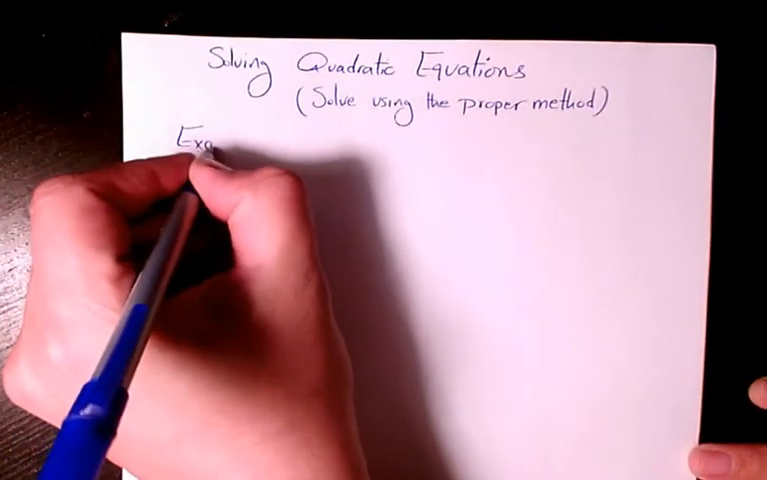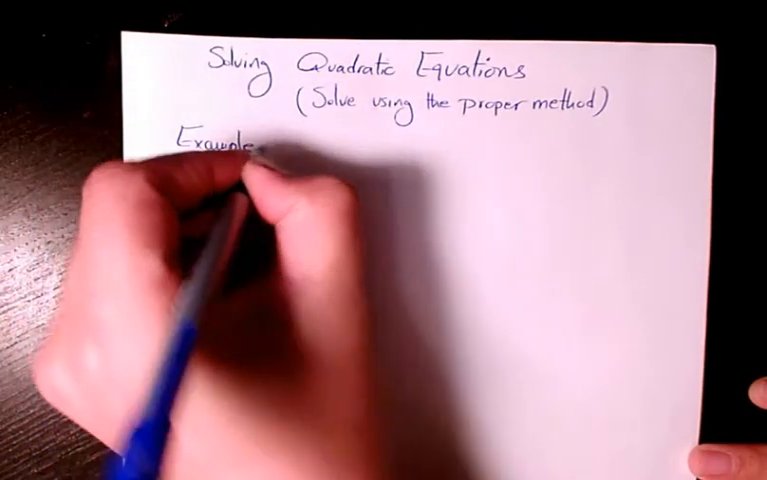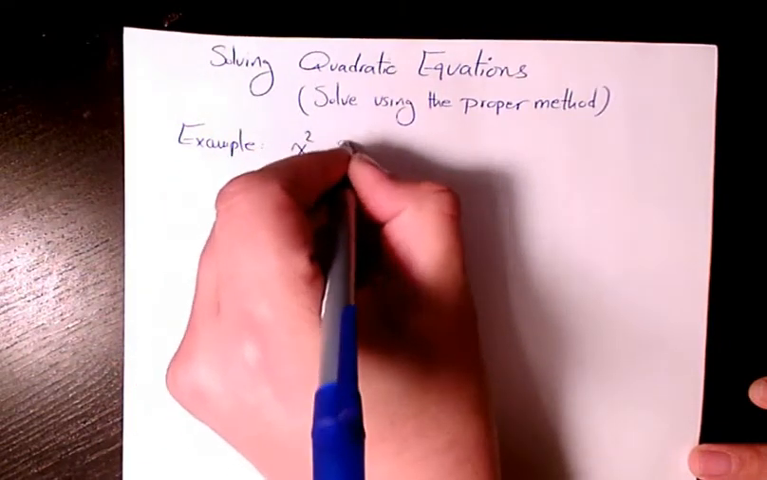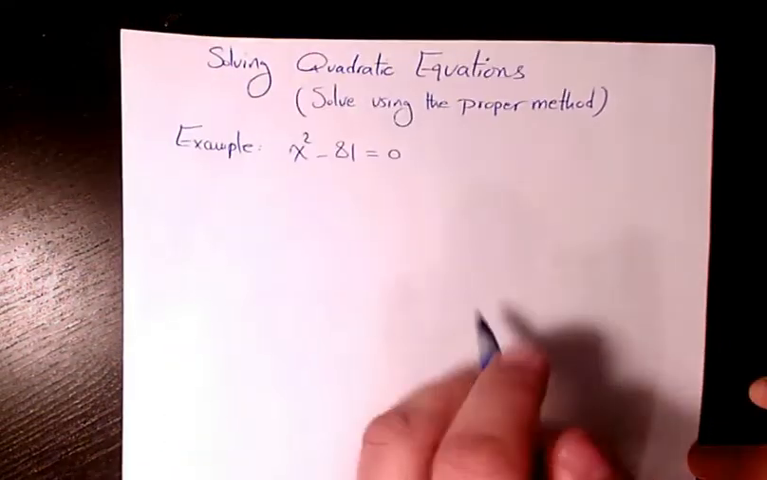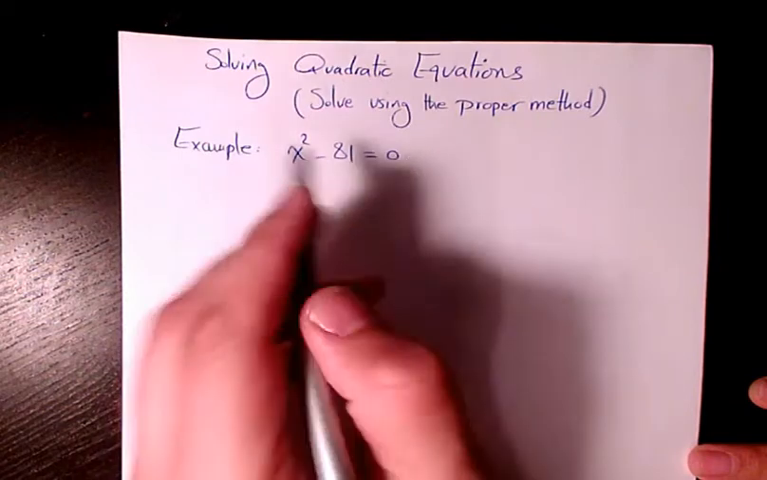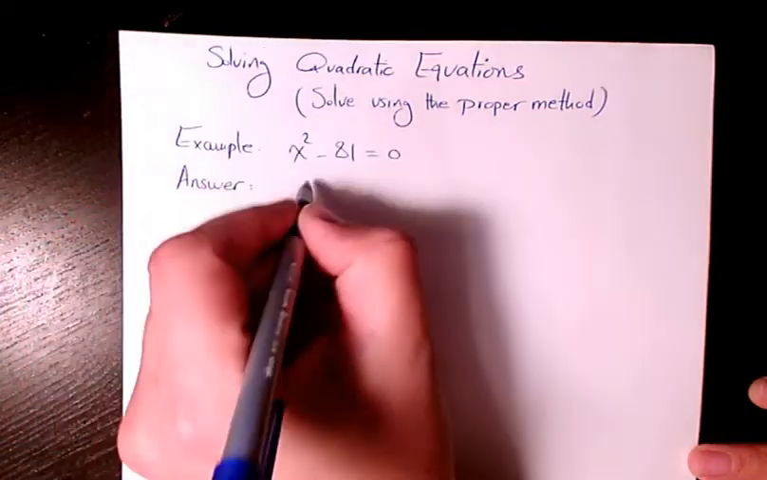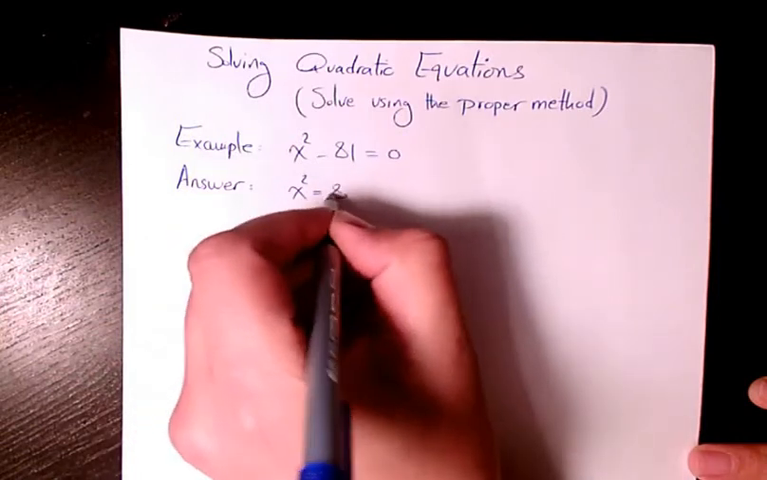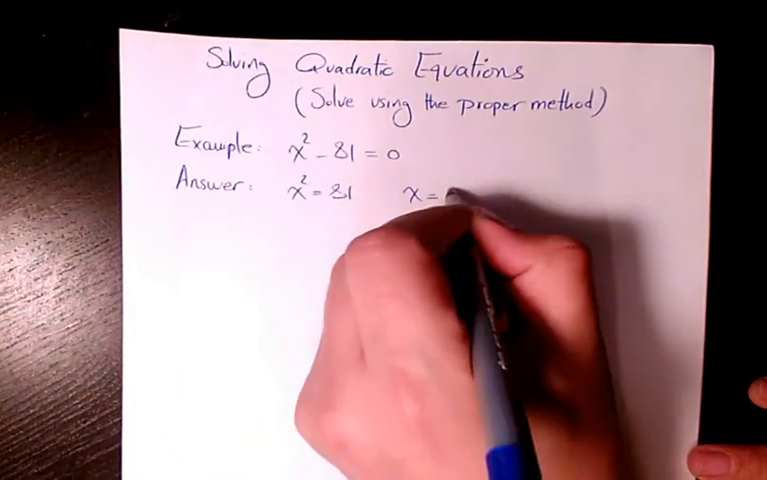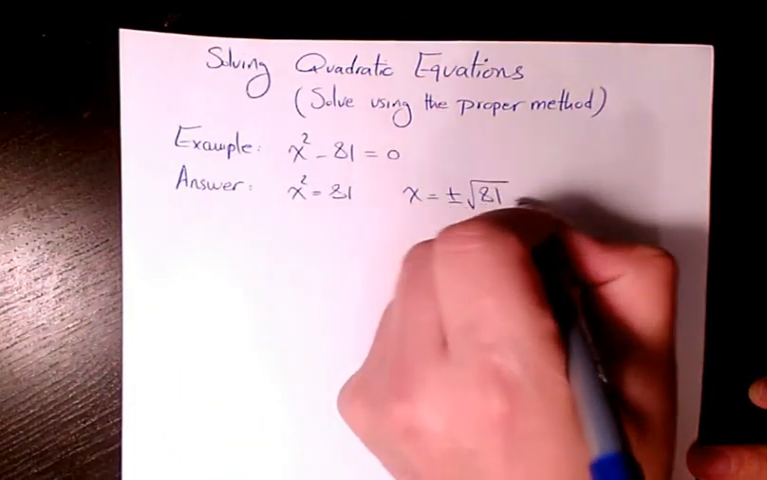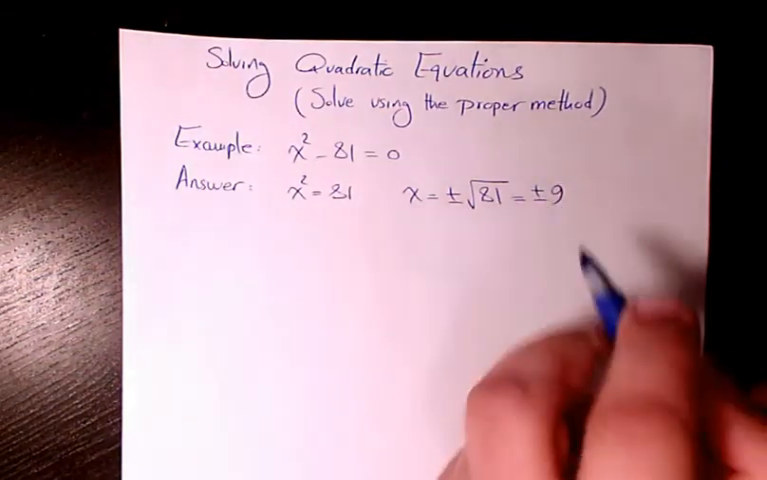So first example, we have x squared minus 81 equals 0. The answer will be x squared equals 81. So x will be plus minus the square root of 81. So the answer is going to be plus minus 9.